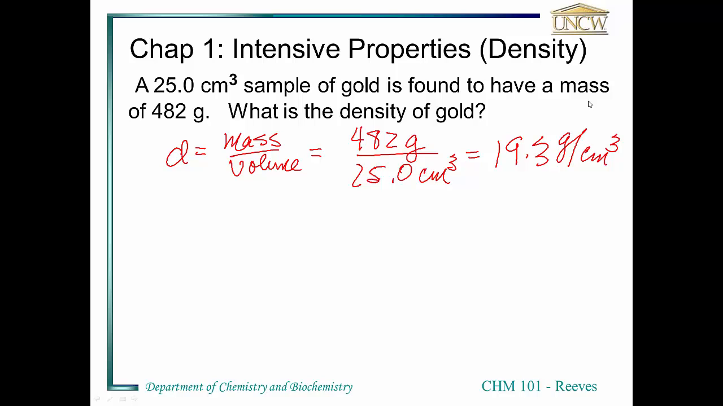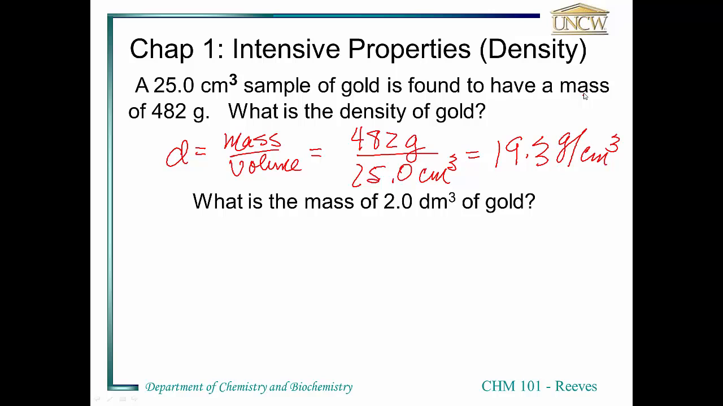Gold is a very dense material, and one of the ways they were able to tell when people prospect for gold, whether they were bringing samples that were true gold or were something else, like iron pyrite, which looks very much like gold, is to measure the density, because iron pyrite has a much lower density than gold.